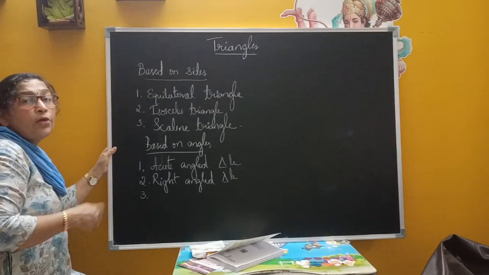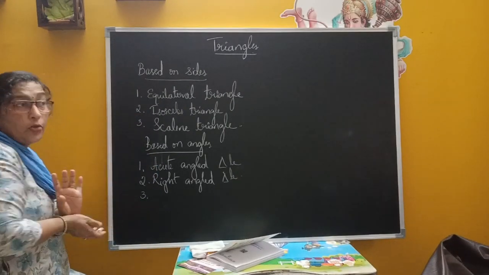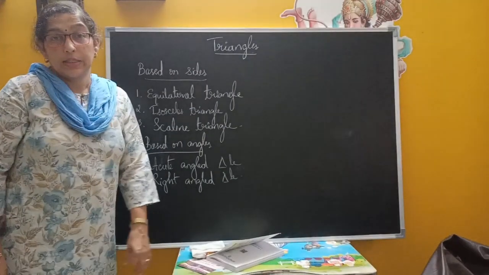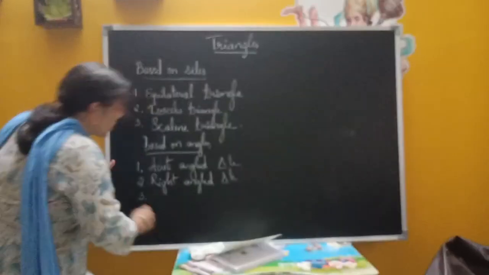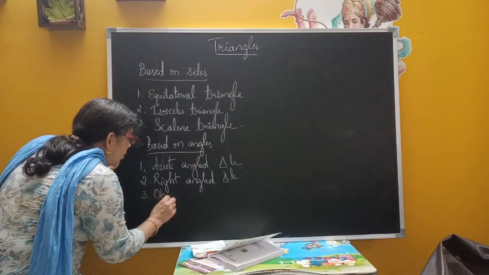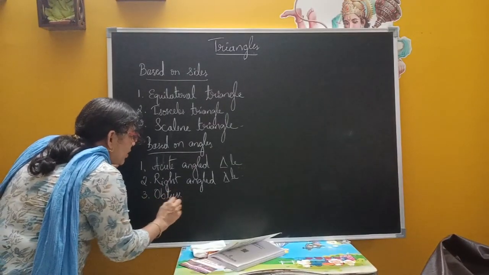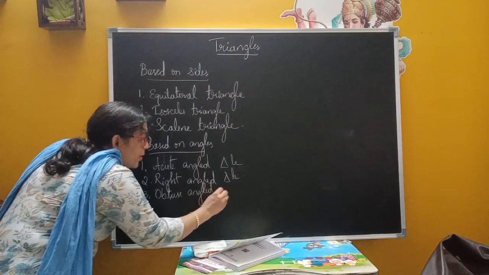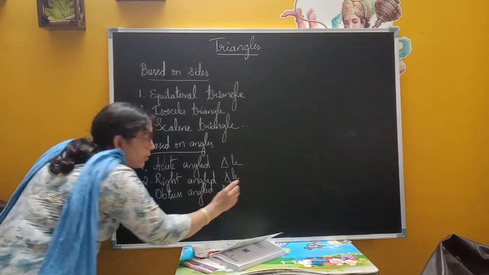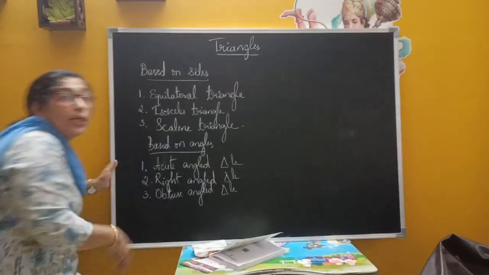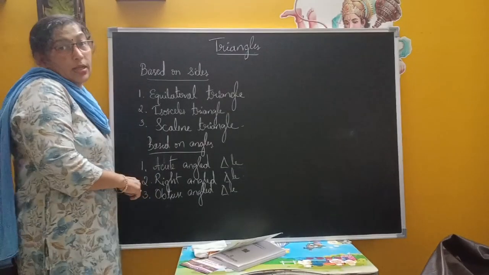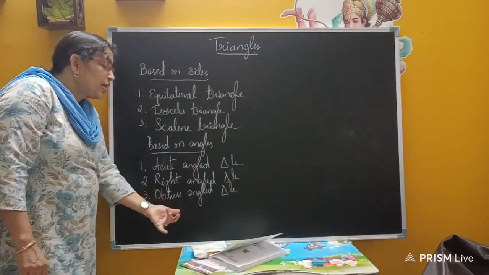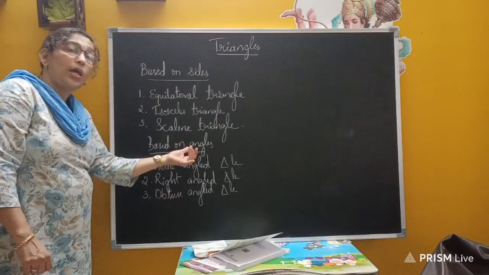Now, if one of the angles is obtuse, what is the meaning of obtuse? More than 90 degrees, less than 180 degrees. If one of the angles is obtuse, then we call it an obtuse angled triangle. Can we have two obtuse angles in a triangle? It's not possible. The line segments cannot meet if we have two obtuse angles in a triangle. So these are three types of triangles based on angles.